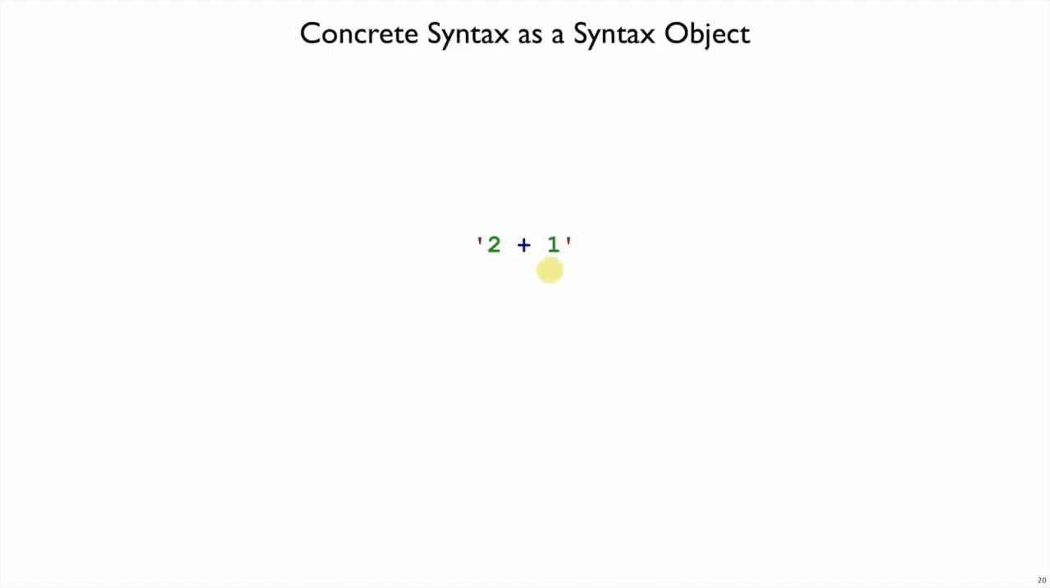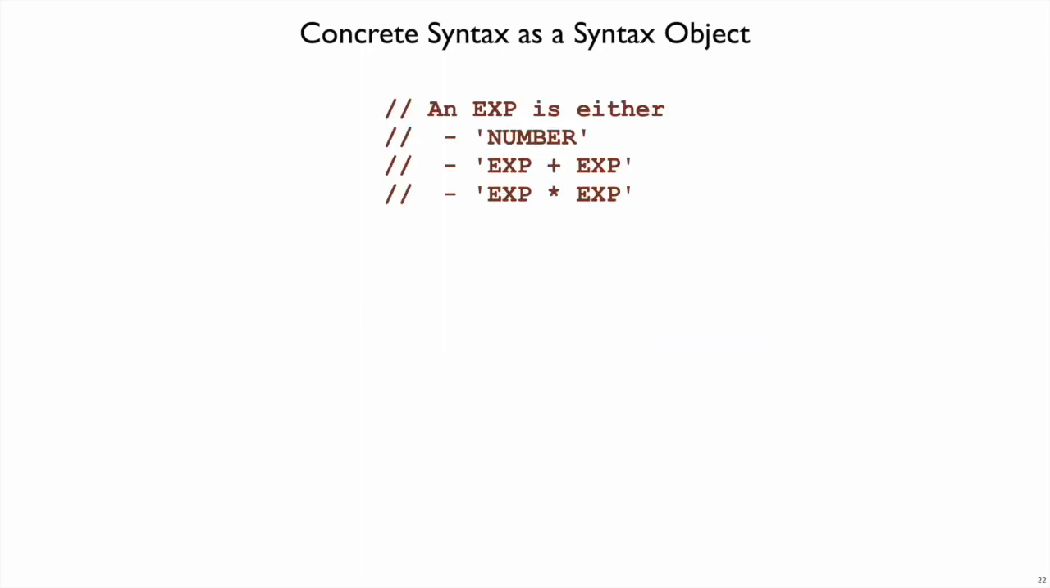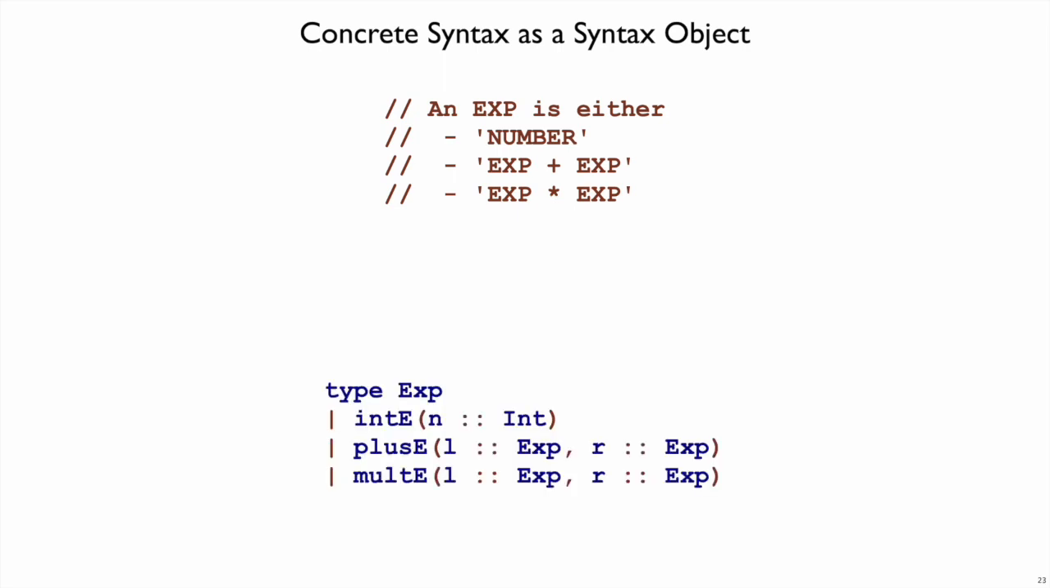The process of going from these syntax object representations of concrete syntax into abstract syntax, that is the job of a parse function. So now we want to write a parse function that takes syntax objects and turns them into exp representations. We can summarize the concrete syntax like this. We want syntax objects of each of these 3 shapes, just a number, or with a plus in the middle, or with a times in the middle. And getting that into the exp data type is again the job of a parse function.